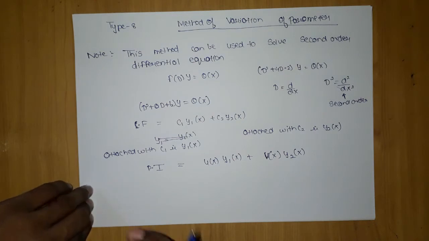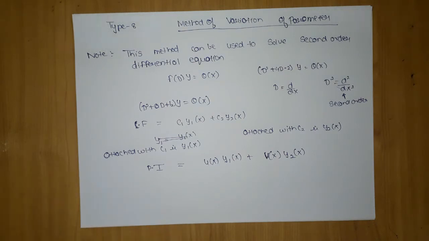After this, you know your particular integral structure is what? U of x into y1 of x plus v of x into y2 of x. Now you will ask me two questions: how are you getting this integral? That is not that important.